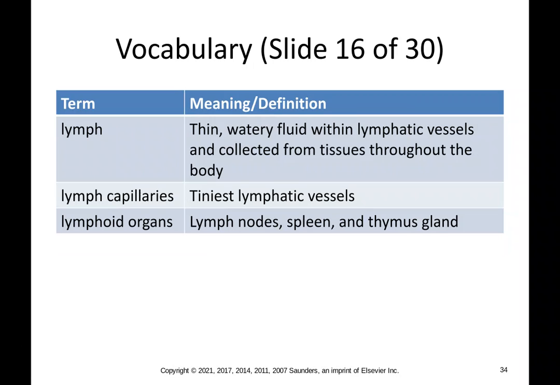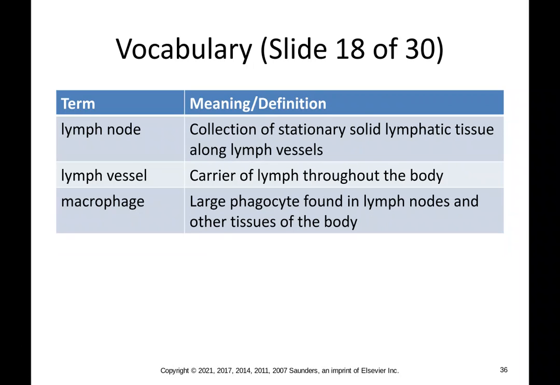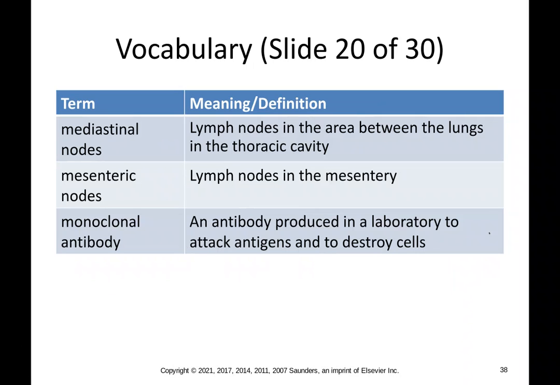Lymph capillaries are the teeniest vessels of the lymphatic system. Lymphoid organs are the lymph nodes, spleen, and thymus gland. The lymph node is a collection of stationary, solid lymphatic tissue along the lymph vessels. And the lymph vessel is the carrier of the lymph through the body. A macrophage is a large phagocyte found in lymph nodes and other tissues of the body. Mediastinal nodes are the lymph nodes in the area between the lungs in the thoracic cavity. Mesenteric nodes are the lymph nodes in the mesentery.